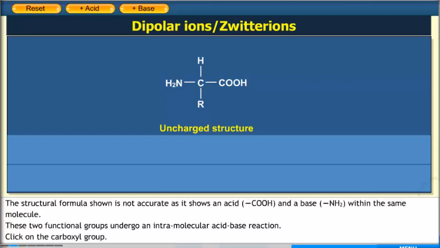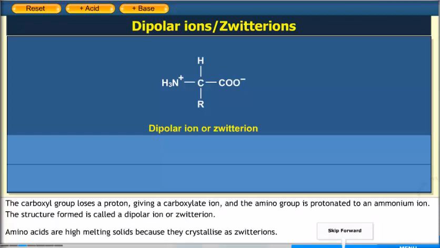The structural formula shown is not accurate as it shows an acid and a base within the same molecule. These two functional groups undergo an intramolecular acid-base reaction. Click on the carboxyl group. The carboxyl group loses a proton, giving a carboxylate ion, and the amino group is protonated to an ammonium ion. The structure formed is called a dipolar ion or Zwitterion.